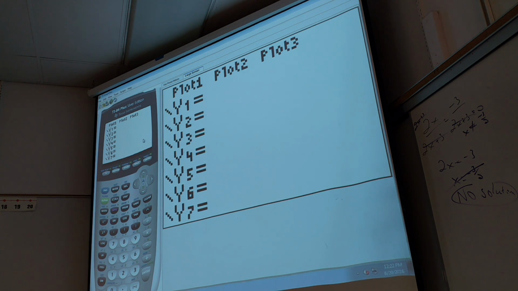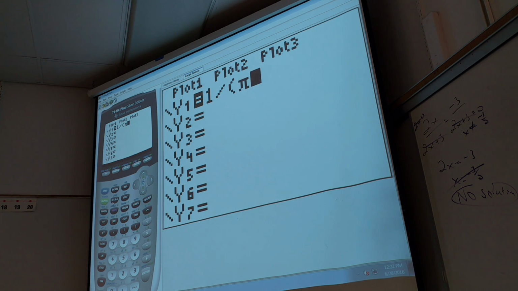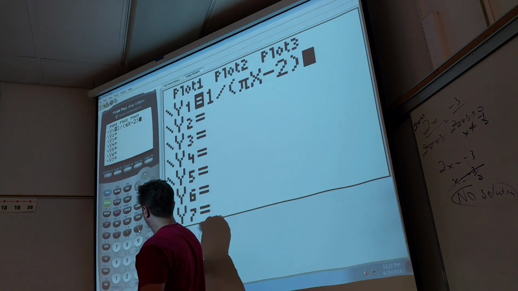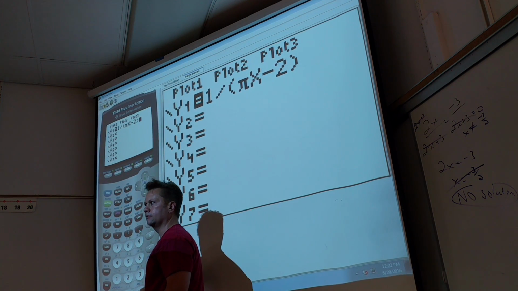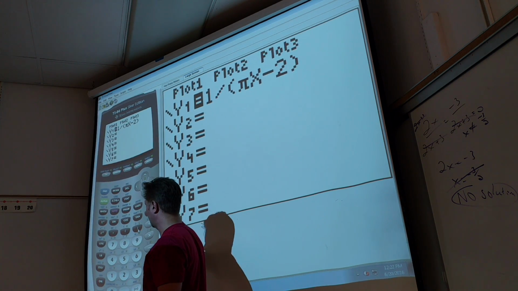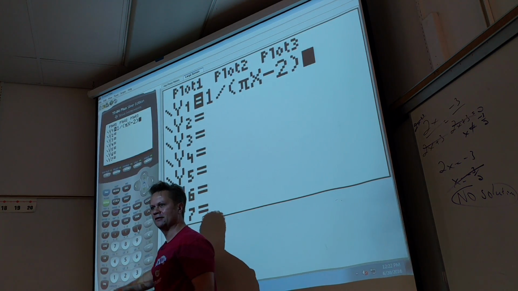So how do I have to put this in? I can't just do 1 divided by pi. I have to tell it that the bottom has more stuff in it. So I have to do 1 divided by, parenthesis. Your pi button is right above your caret button. 1 divided by pi x, what was it? Minus 2. By the way, there's a minus button and there's a negative button. They do exactly what I just said, and if you use them in the wrong place, you'll get syntax errors. Minus button, negative button.